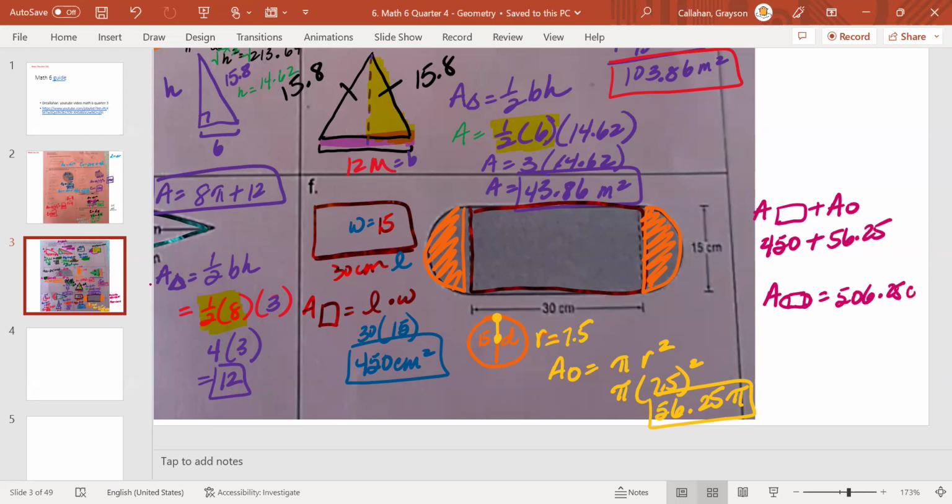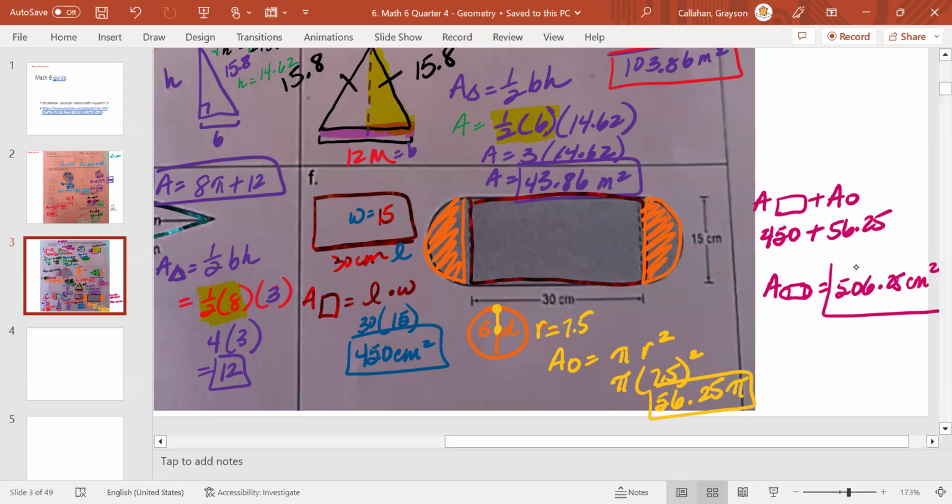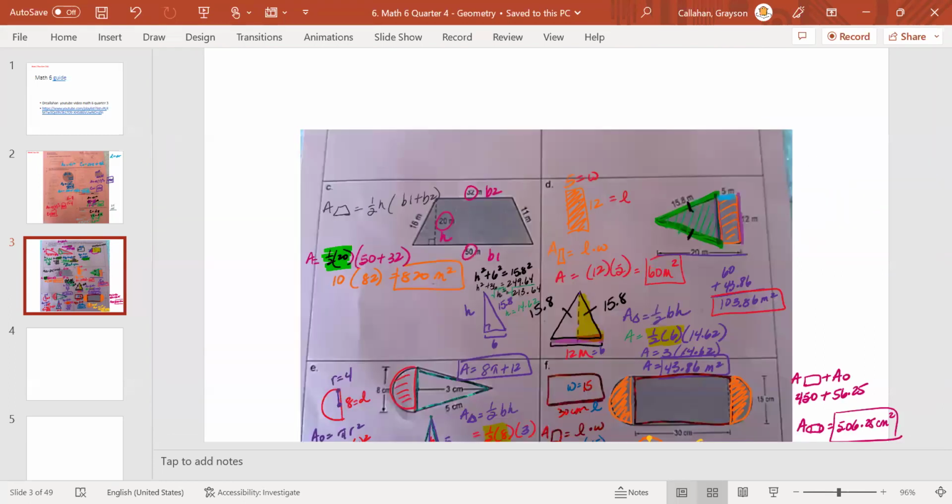And what's your unit? Centimeters. There you go. Now you have the answers to all of the areas.